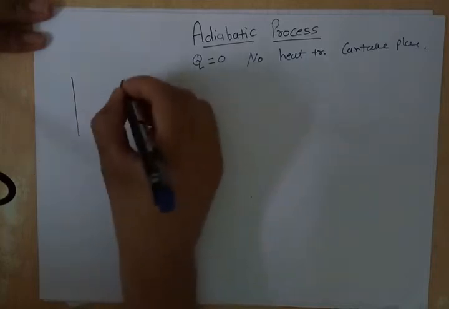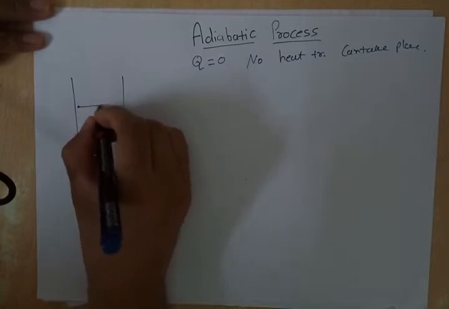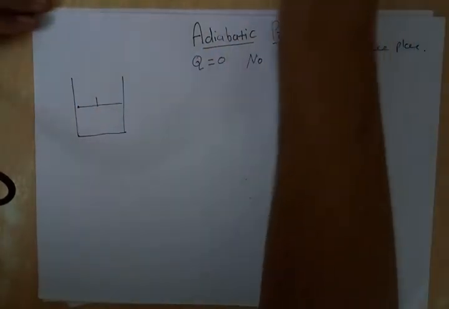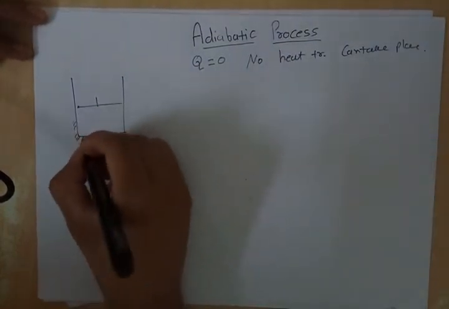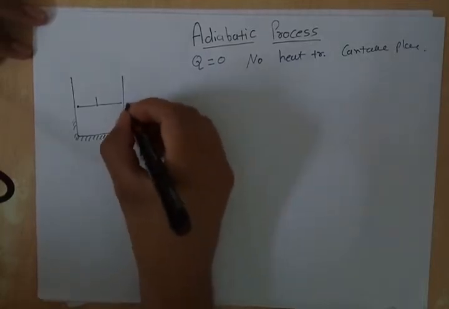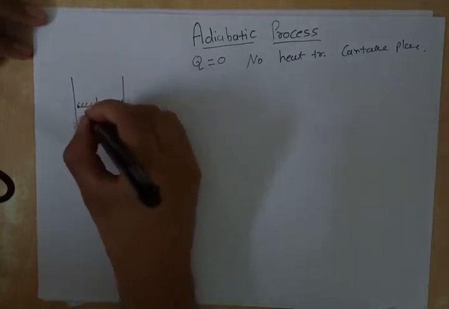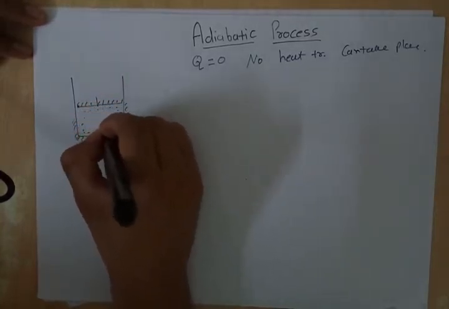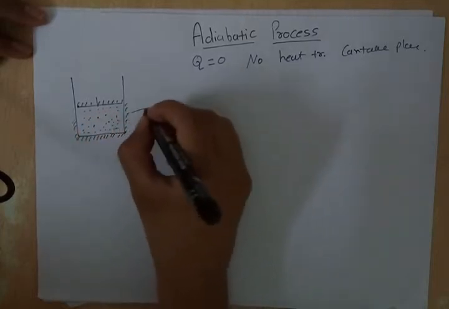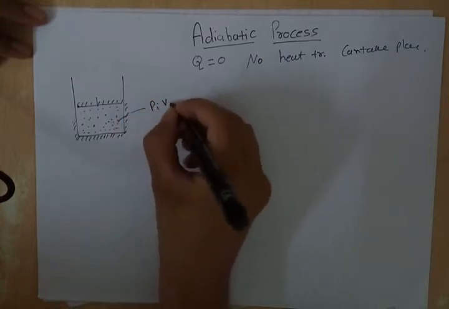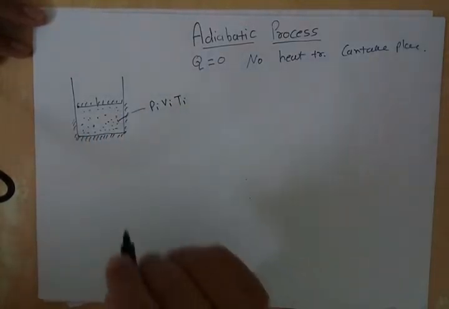So let us take a piston cylinder arrangement. Now we will insulate the walls of the piston and cylinder so that heat transfer doesn't take place between system and surrounding. And we will take ideal gas as our system. So these are the particles of the ideal gas. Let us say air is our ideal gas. And Pi, Vi and Ti are the initial pressure, volume and temperature of the system.